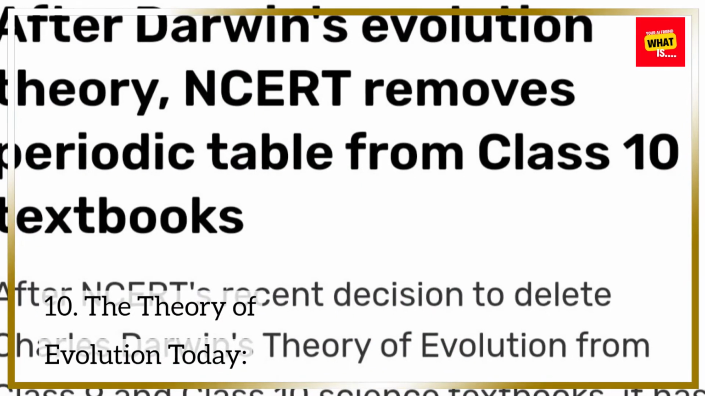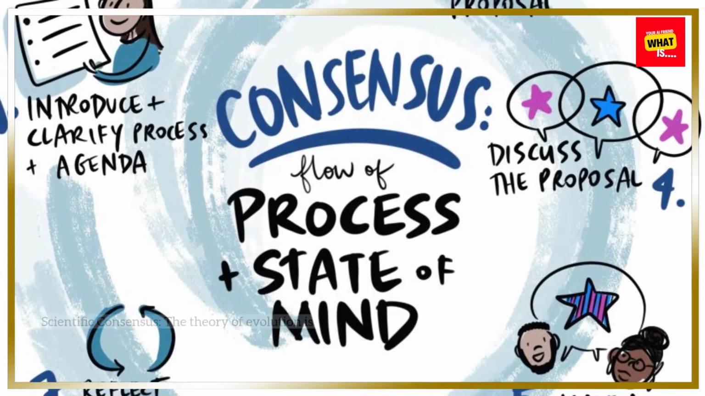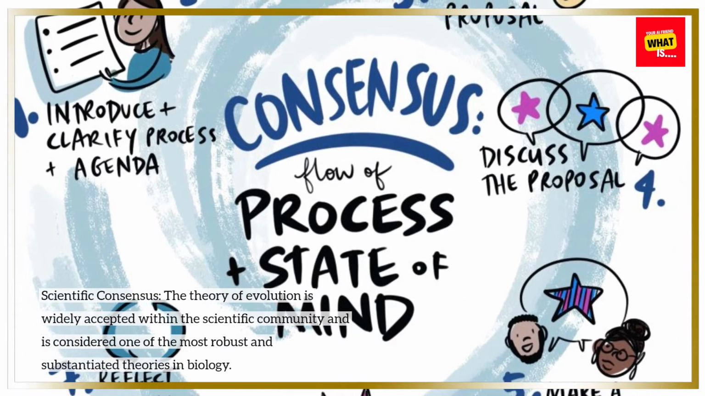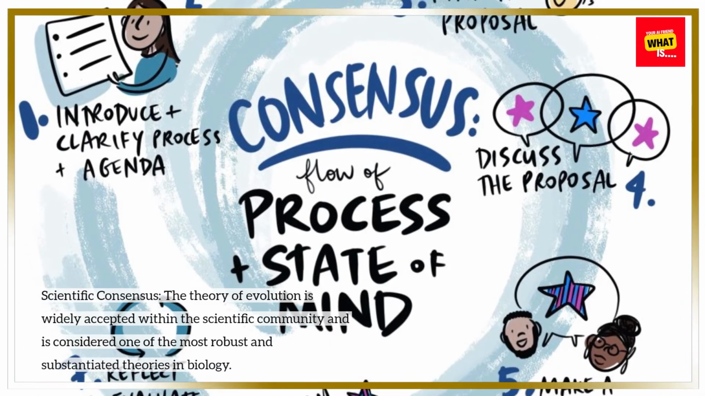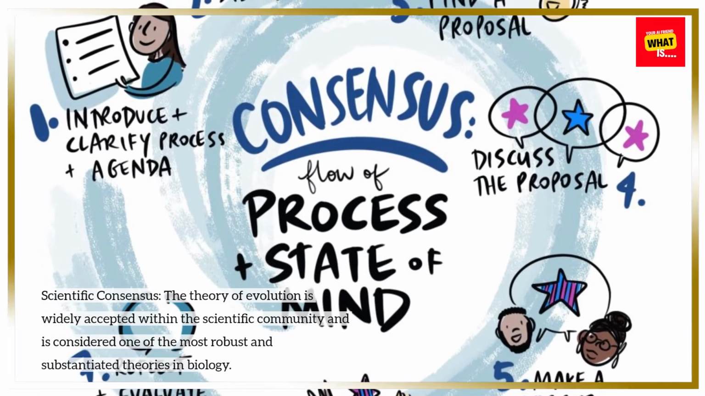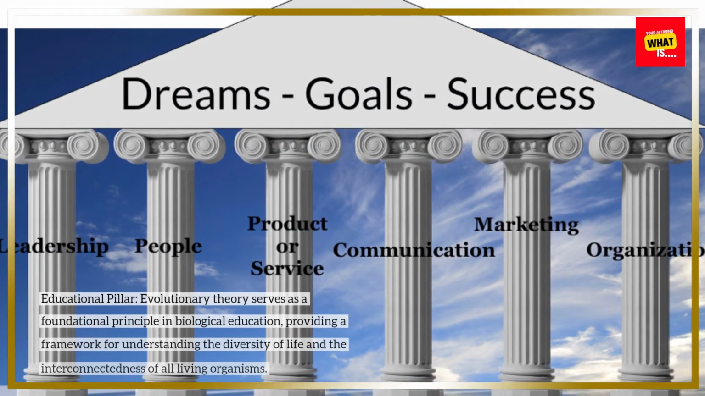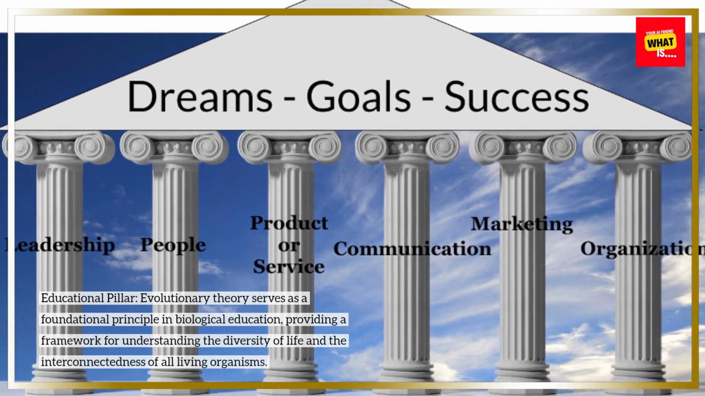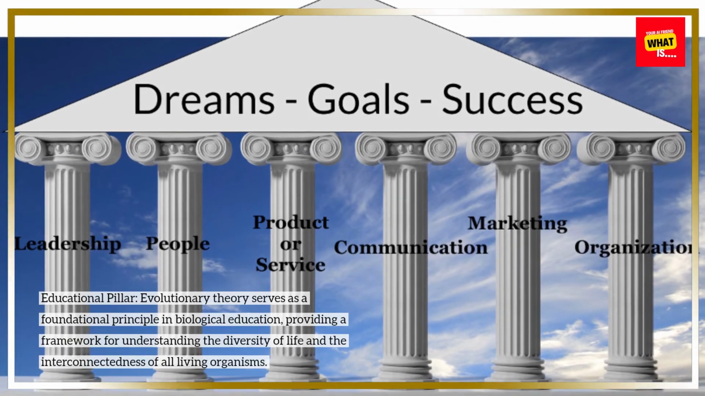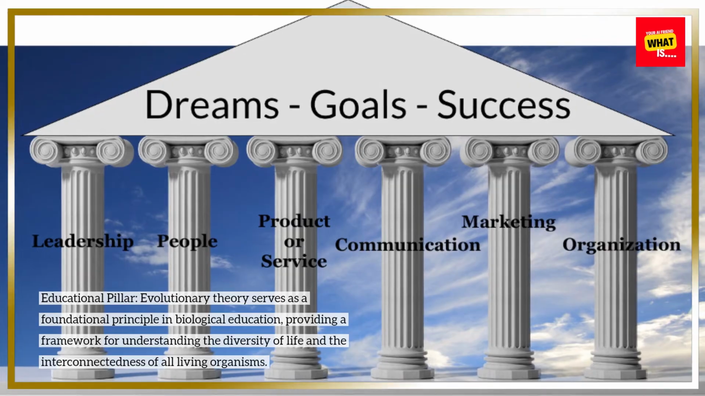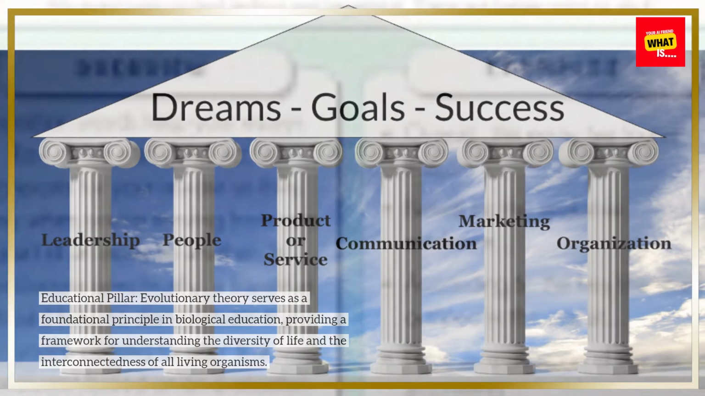10. The theory of evolution today. Scientific consensus. The theory of evolution is widely accepted within the scientific community and is considered one of the most robust and substantiated theories in biology. Educational pillar. Evolutionary theory serves as a foundational principle in biological education, providing a framework for understanding the diversity of life and the interconnectedness of all living organisms.